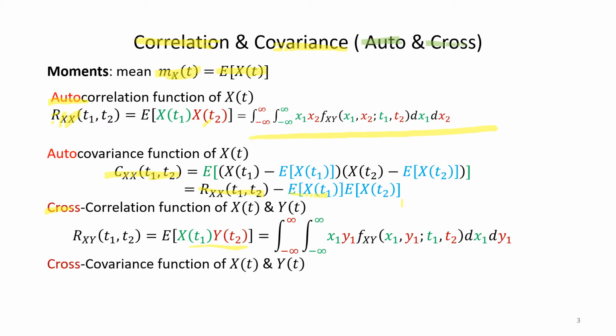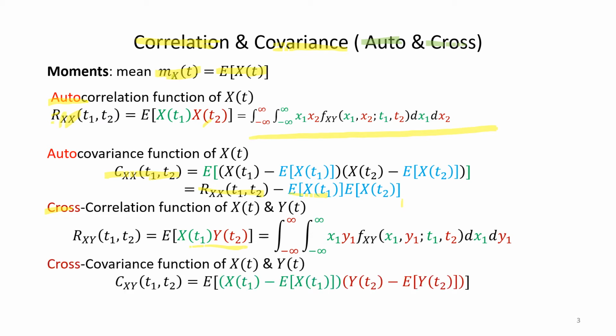Similarly, we can define the cross covariance, where we subtract the mean. And we also can find the relation between the cross covariance and the cross correlation. Notice that in cross, the subscripts are different. We don't have XX or YY, we have XY. That's equal to the cross correlation minus the multiplication of the means. We had similar equations before, but we are extending them now to random processes.